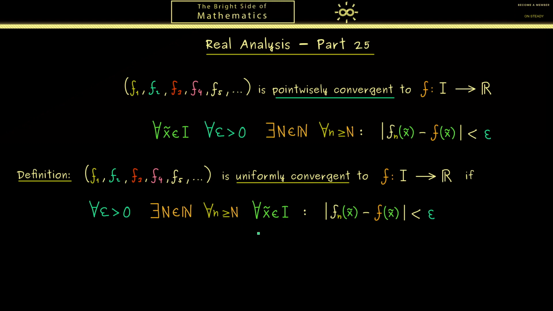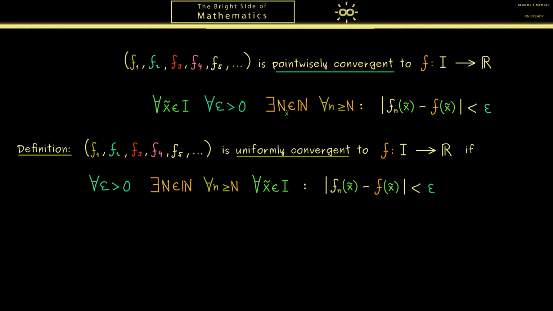That's different from before, because here you could choose capital N depending on x tilde. So there could be different capital N's here. However, for the uniform convergence, this N here has to work for all x tilde at the same time. And exactly this is the reason we call it the uniform convergence. And please keep in mind, this new order for the quantifiers changes a lot.